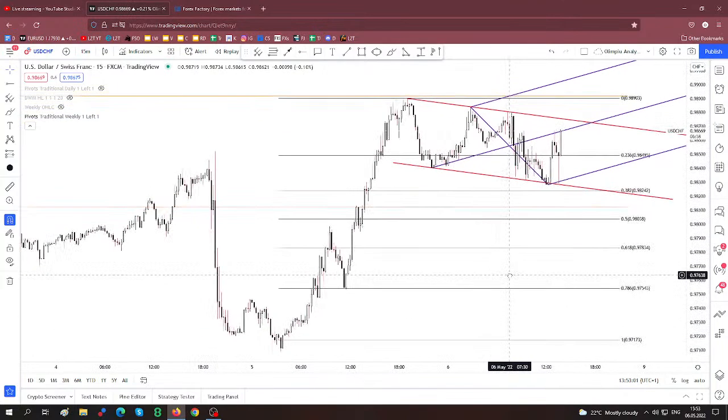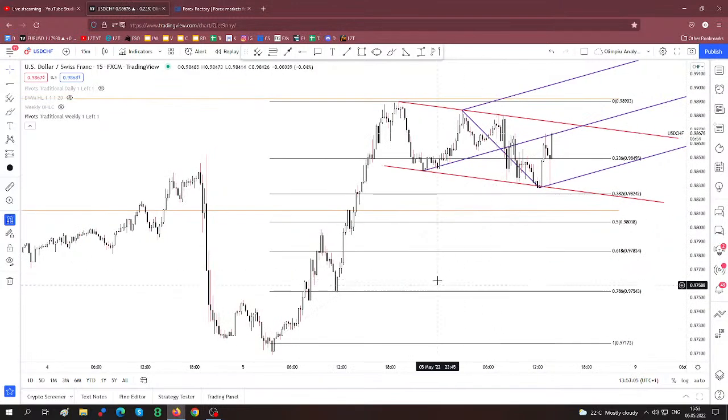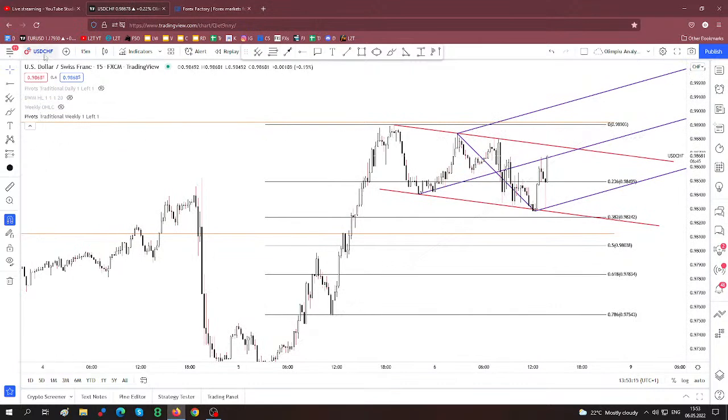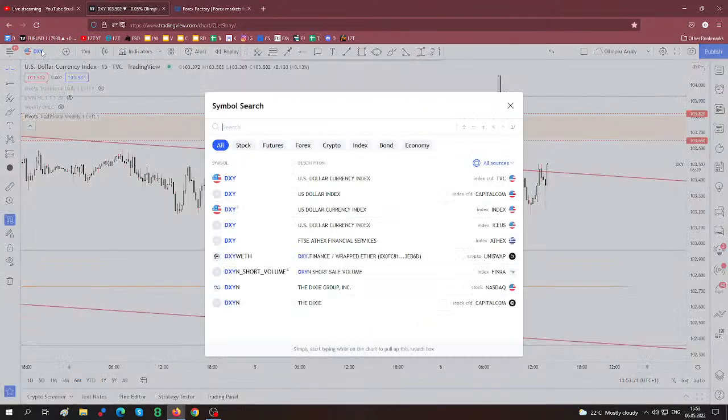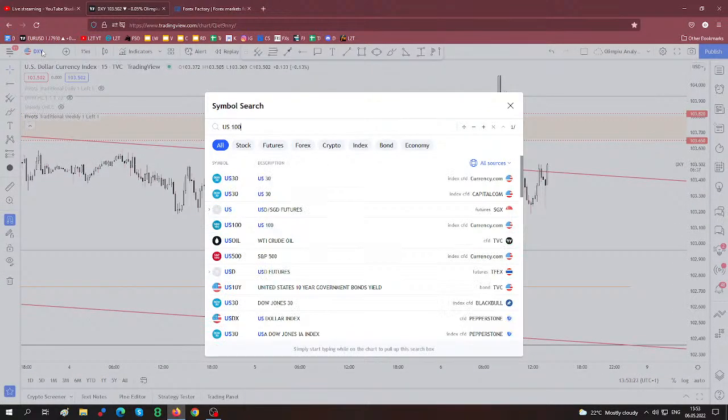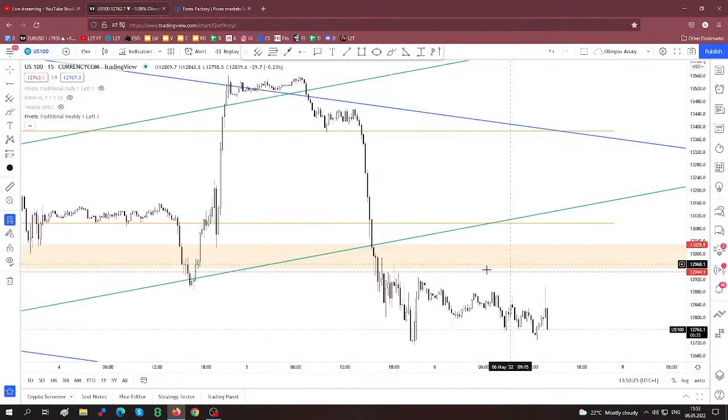Because I need confirmation before I go long or short on a specific market. So I'll wait here, because maybe I want to go long. I want to go long here because the dollar index is also bullish, but right now I'll wait to see how it will react around that downtrend line. So let's take a look also at US equities before I take action.